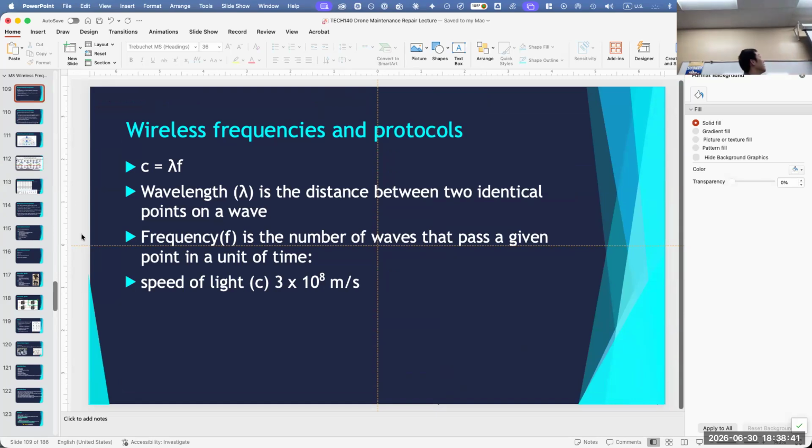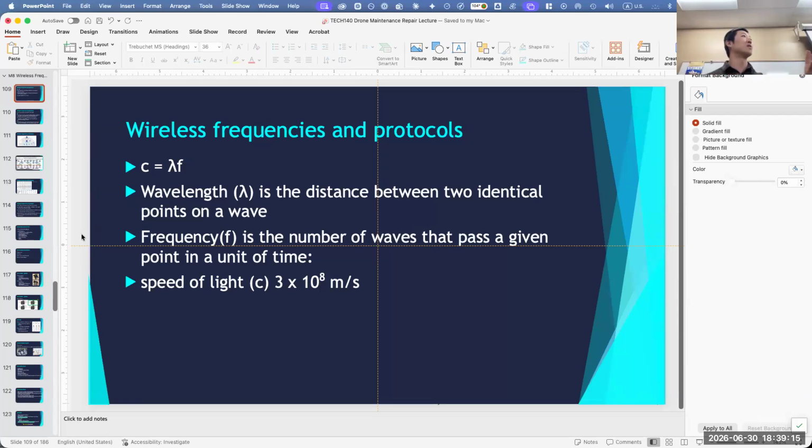Remember how we said that wavelength and frequency are inversely proportional? You see it's on the same side of the equation. C is the speed of light. It's a constant. That is a property of the universe, okay? It's always going to be 3 times 10 to the 8 meters per second. Incredibly fast, incredibly fast.